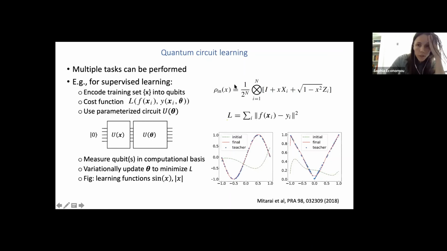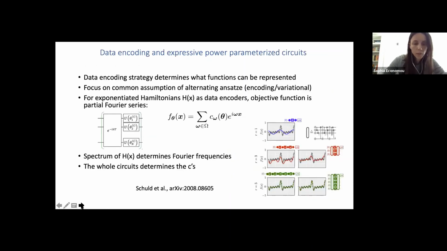Now here there's a lot of ad hoc elements, right? You don't know, is this the best way to encode your data, and what should this U of X be, and what should you measure here? What should the circuit look like? And these are, of course, really important questions if you want to use this for machine learning tasks. There's a very nice recent paper by Maria Schuld and collaborators, where they start looking into these questions in a systematic theoretical way.